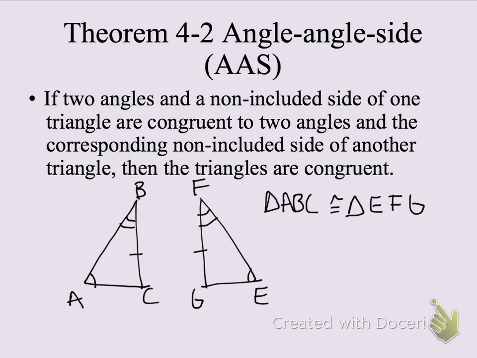Here's our next one, angle, angle, side. If two angles and a non-included side of one triangle are congruent to two angles and the corresponding non-included side of another triangle, then the triangles are congruent. So we have our angle, angle, and side. Whenever we have that, they are congruent. Again, order matters. Since A is congruent to E, they go first. B is congruent to F, so they have to be in the same spot. And C is congruent to G, so they have to be in the same spot.